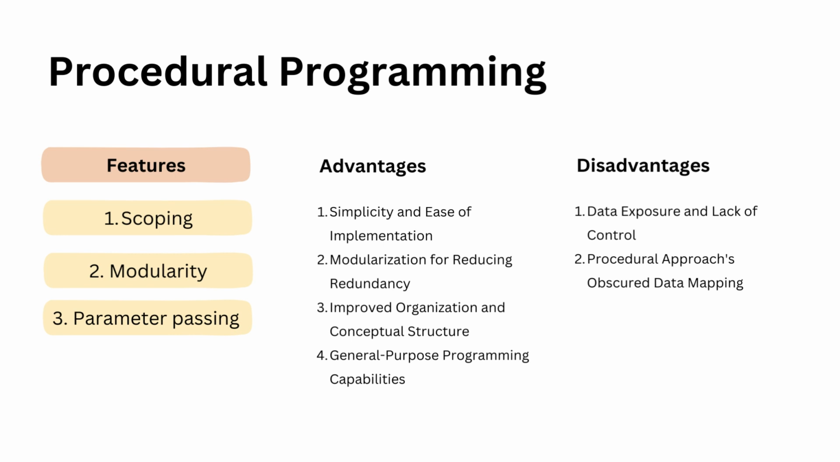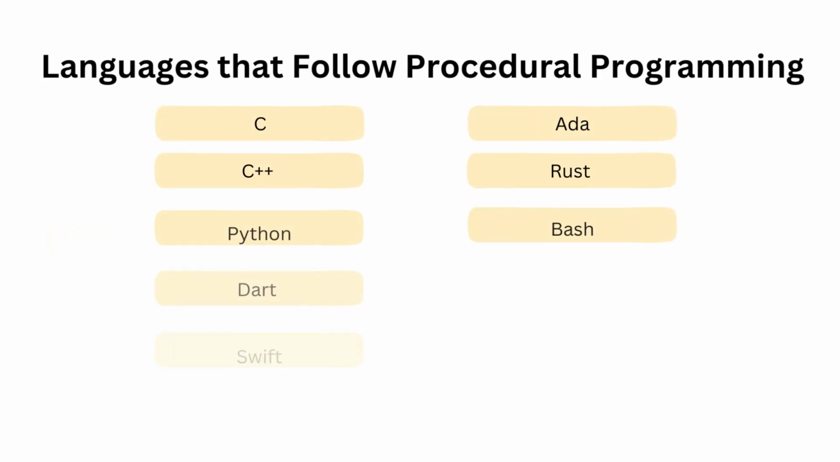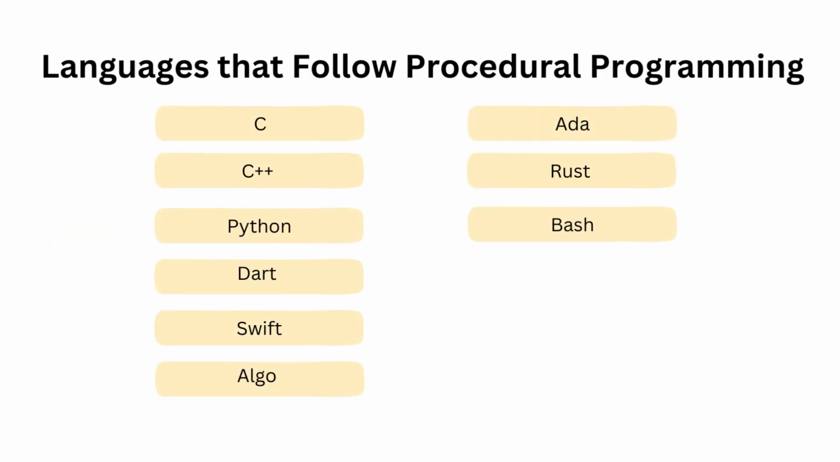But remember, no programming approach is perfect, and each has its pros and cons. So, understanding these drawbacks is essential for making informed decisions. In our next segment, we'll take a look at some programming languages that follow the procedural programming paradigm. Ready to get started with procedural programming? You can use languages like C, C++, Python, Dart, Swift, Algol, Ada, Rust, Bash, and PowerShell. They are like the tools in your coding toolbox.